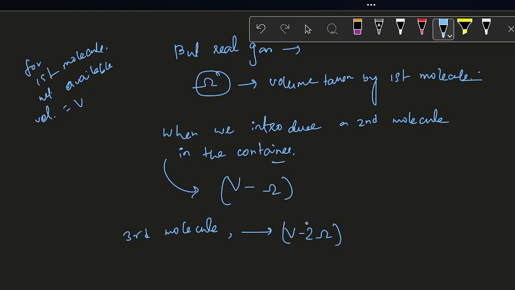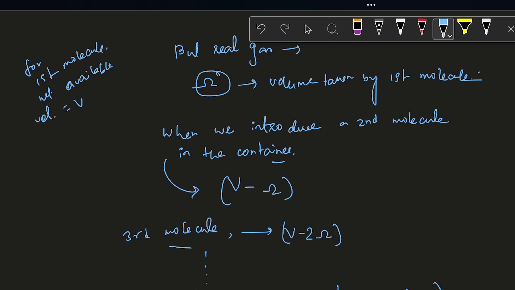Considering that each molecule occupies omega amount of volume, two molecules have already preoccupied the space, so that gives 2 omega, and that is the decreased available volume to the third molecule. And you can go on like that up to the nth molecule, when you introduce it to the system, you will see that V will be decreased by n minus 1 omega.